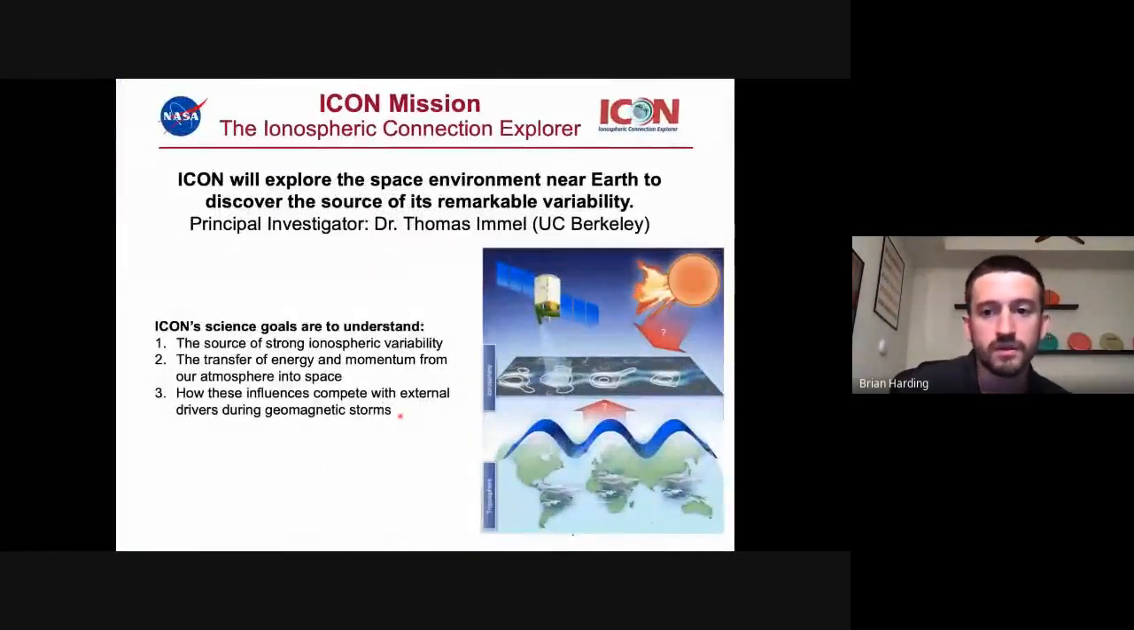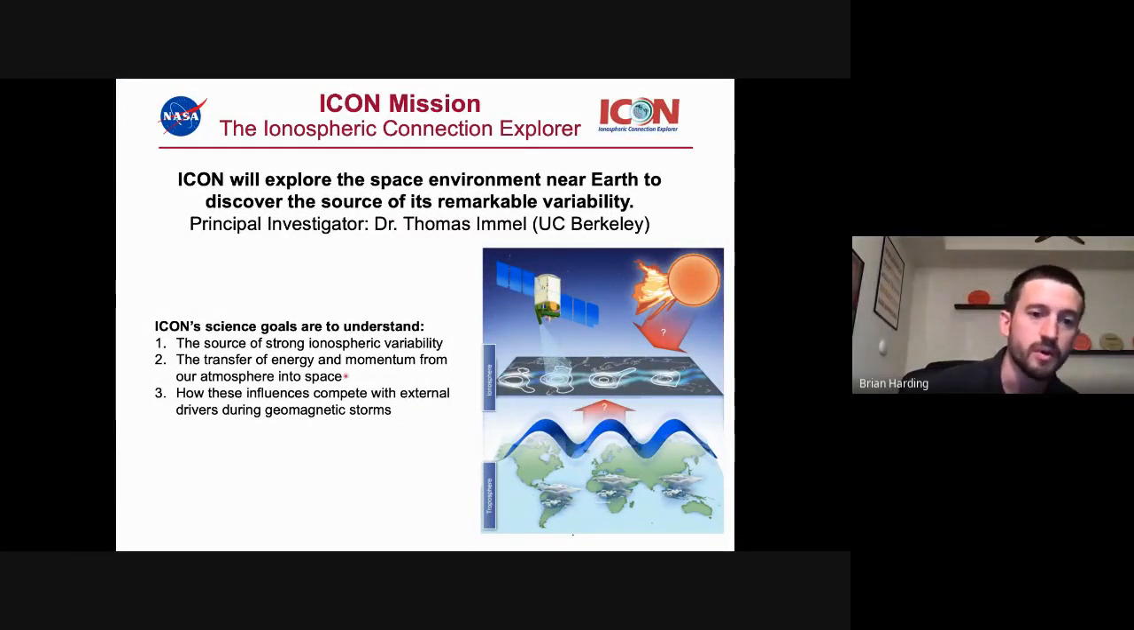As I mentioned, the wind is a key observable for ICON, which has as its primary goal to understand the source of ionospheric variability. So both understand the mechanisms and how those mechanisms compete from above and below. And that maps to the three science goals of ICON.